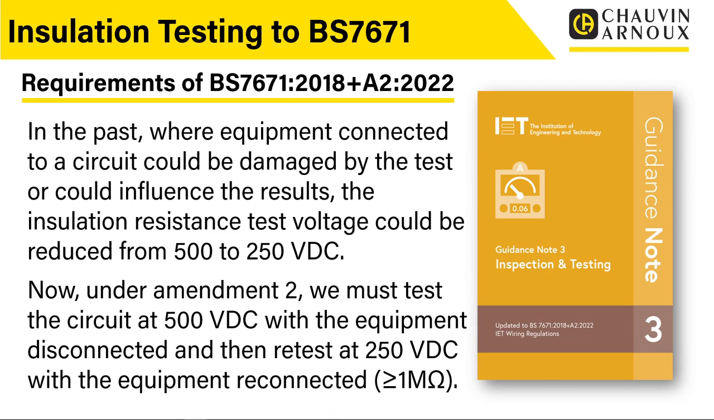That was fine. But now under Amendment 2, they've gone a little step further with that. So what they've said, under Amendment 2, we must test the circuit at 500 volts DC with the equipment disconnected, and then retest it again at 250 volts DC with the equipment reconnected to it. So we disconnect the equipment and do a 500 volts test, because obviously we can do a 500 volts test when the equipment is disconnected, but then we reconnect the equipment and test it again at 250 volts.